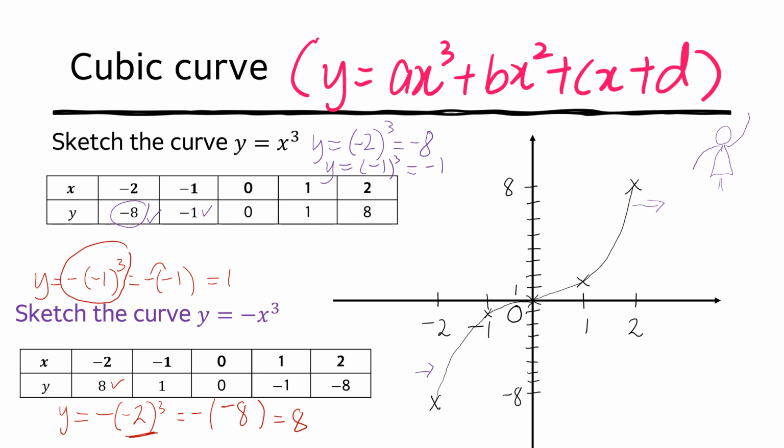The first point is negative 2, 8. Negative 2, 8 is here. The second point is negative 1, 1. The third point is our origin, 0, 0. The fourth one is 1, negative 1. And the last one is 2, negative 8. Likewise, we're going to join all these points up and see what kind of shape we get.